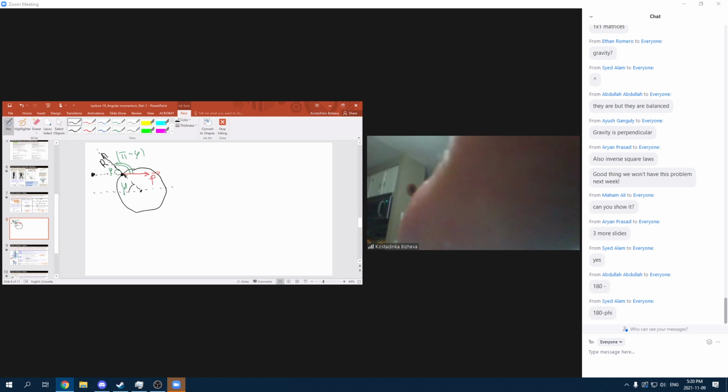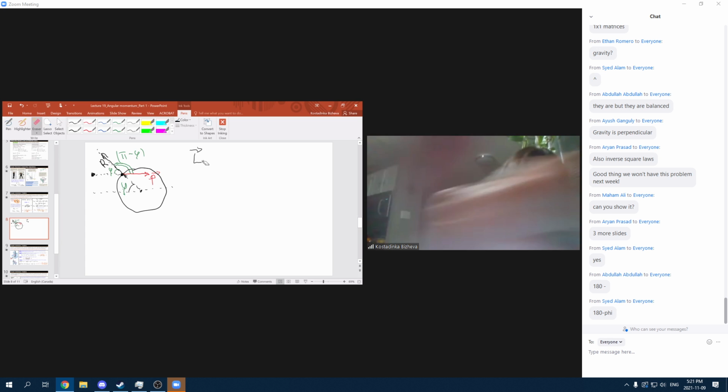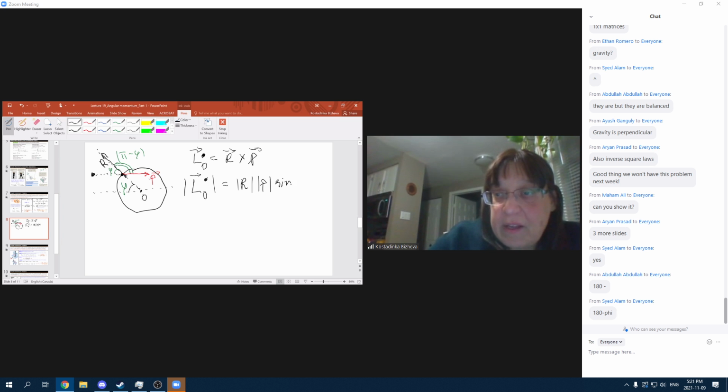Okay, so right now, the angular momentum of the little ball with respect to point O is going to equal the radial distance r cross the linear momentum of the particle. That was by definition, correct? Now, this is going to translate to the following. The magnitude of L of the little ball with respect to O is going to equal the magnitude of R, the magnitude of P, and then the sine of the angle between those two vectors, which is pi minus phi.